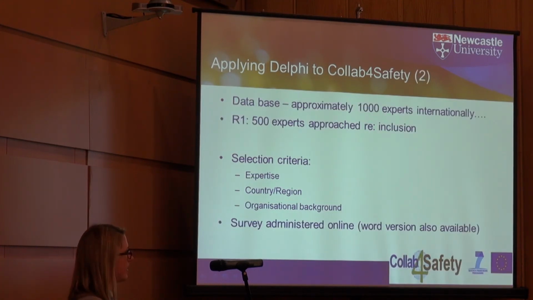So for the Collab for Safety Delphi, we used the database that was developed by SPI. At the point of designing the Delphi questionnaire, there were approximately 1,000 experts on that list. I think it's considerably more now. And we approached 500 experts for inclusion within the Delphi. We based selection on expertise, also country and region, and also organisational background of the expert. And the survey was administered online, although if experts wanted, and to increase reach, we also provided a Word document of the questionnaire, and that could be gained on request.